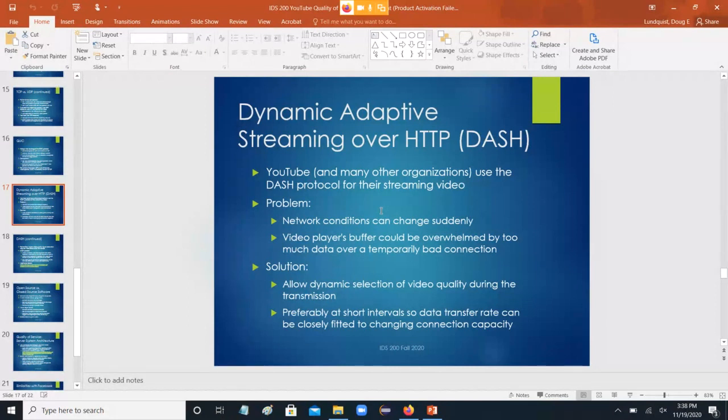So the solution to this is essentially to allow dynamic selection of video quality during the process of watching the video. Basically, if you have a good connection, it's going to show you high quality video segments. If you have a crap connection, it's going to show you bottom of the barrel video quality. Ideally, this sort of change happens at short intervals, so the data rate can be quickly adapted to any changes in connection capacity. For example, if you move from a bad connection zone to a good connection zone, YouTube wants to quickly update that and give you high quality once again.